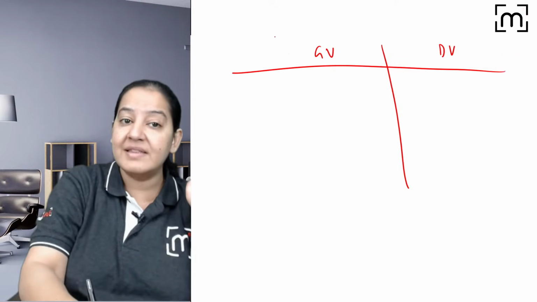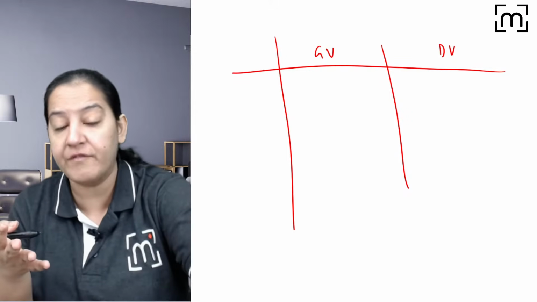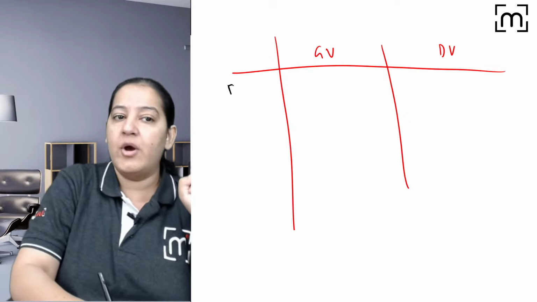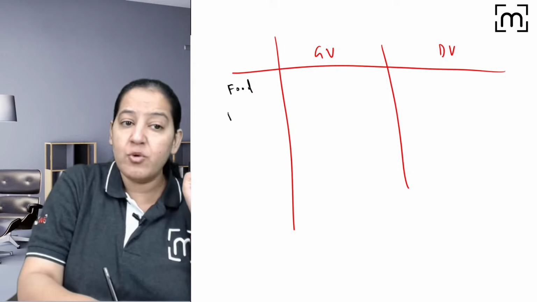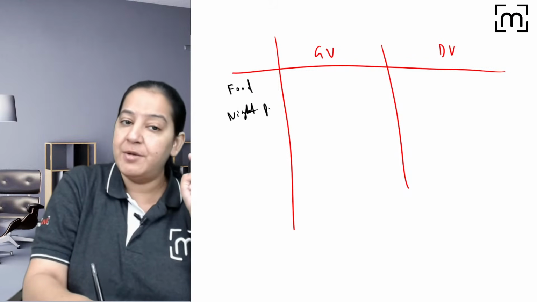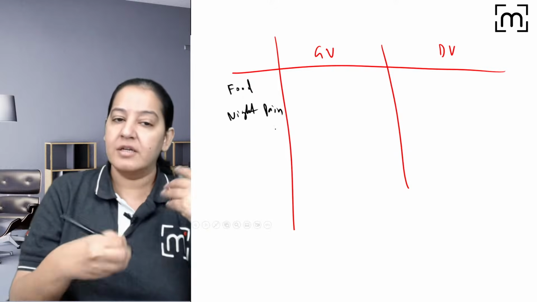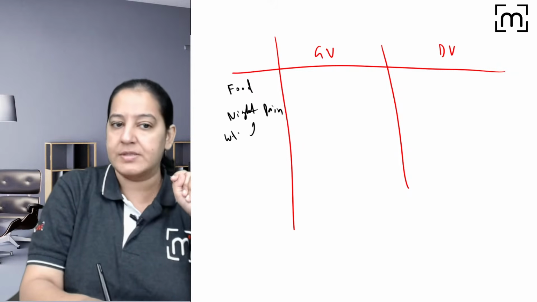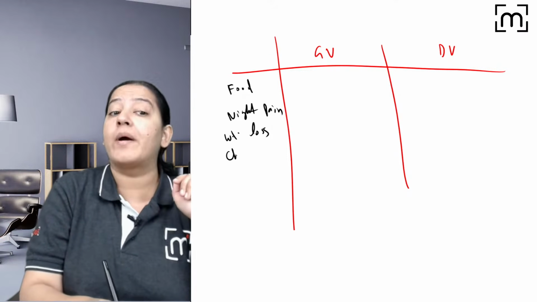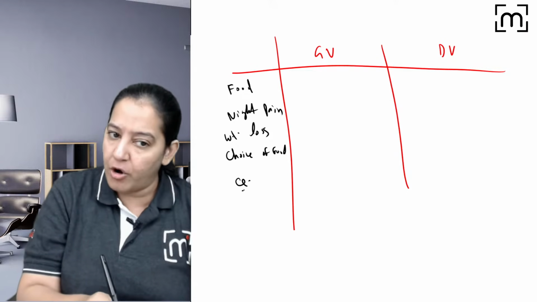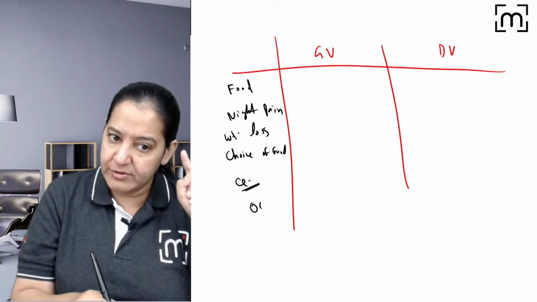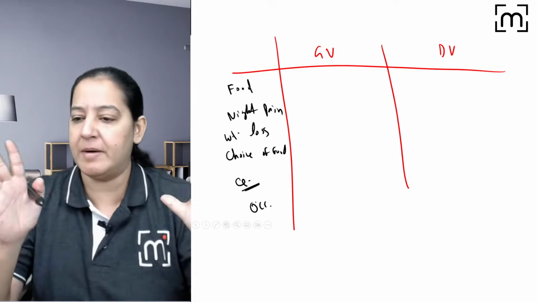You have to ask 9 questions to your patient along with the examination. First, ask about the food, whether it increases or decreases pain. Second, ask about night pain, yes or no. Third, ask about weight loss. Fourth, ask about the choice of food. Next, you have to see the quadrant in which the pain is. Next, you have to see the occupation. Maybe I'm missing some point, but you have understood everything.